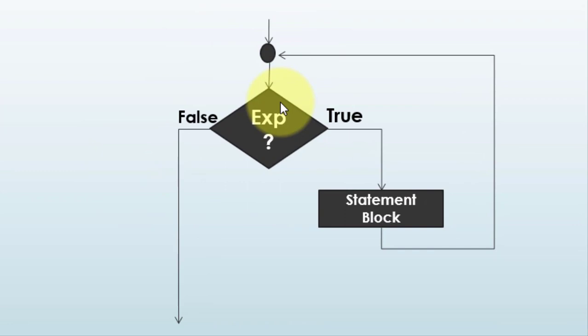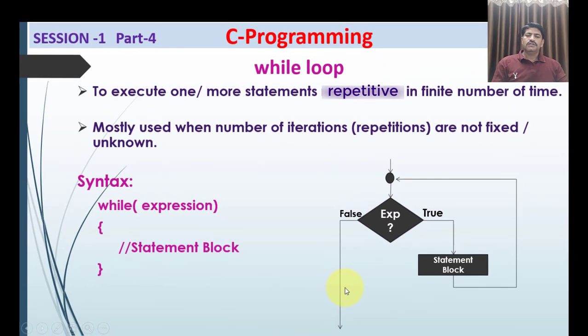If this condition is true, then the statement block is executed, and then again it goes to the condition. Again it checks the condition. If the condition is true, the statement block will be executed. So this is the cycle, or the iteration, of this loop. When the condition is false, the loop will be terminated. So let's see the example of this while loop.